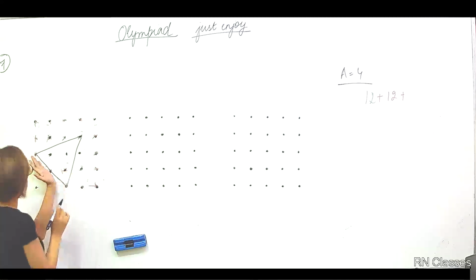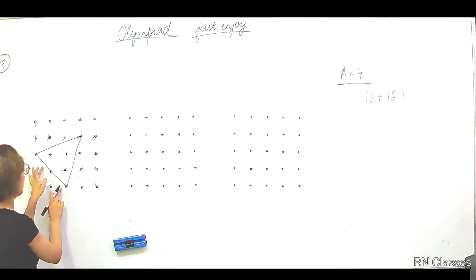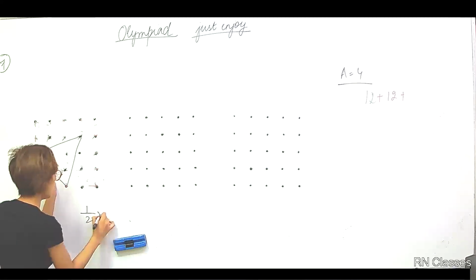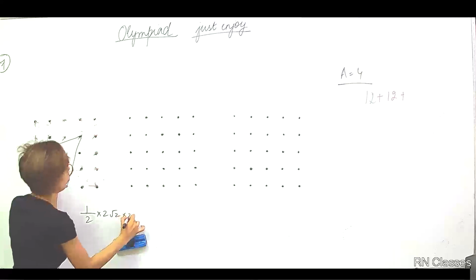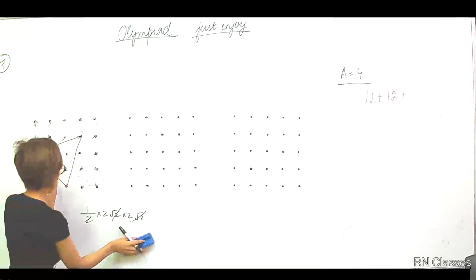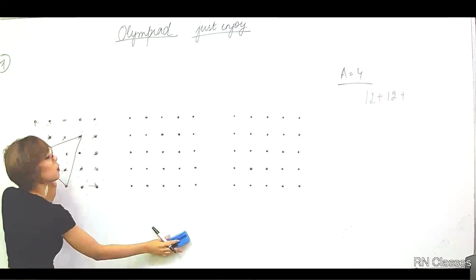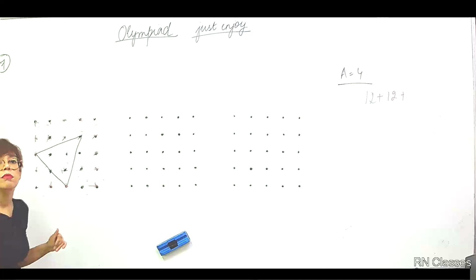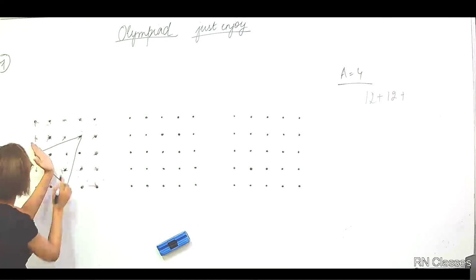Let's see. Now base is 2√2 and height is √2 plus √2. So half into 2√2 into 2√2. Oh yeah, area 4 है. Yes. I am not surprised you got it. Right. So this is one such triangle. Now look for the type of this. Right. One. Now इसके parallel बनाती हूँ मैं.